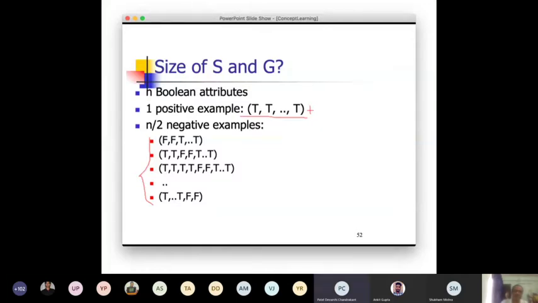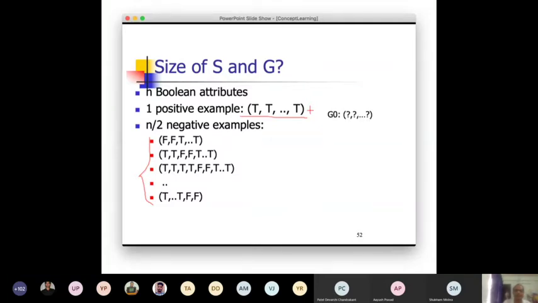Okay, so let me illustrate this. Sir, the size of G should be 2 power n by 2. Okay, how do you get it? Because in the first two attributes we can have one true, and for the next two attributes we can have one true out of those two. I think you are on the right track. Let me elaborate a little bit on what you are telling.